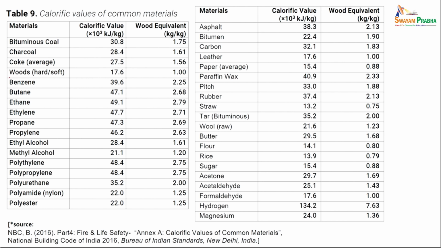Wood, hard or soft, whatever it is, is considered as 1. So, wood is considered as the unit, and burning of 1 kg of coal is equivalent to burning of 1.7 kg of wood. Bituminous coal, 1 kg of bituminous coal burning is equivalent to 1.75 kg of wood burning. I hope you understood that.